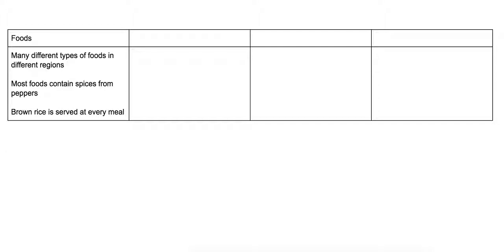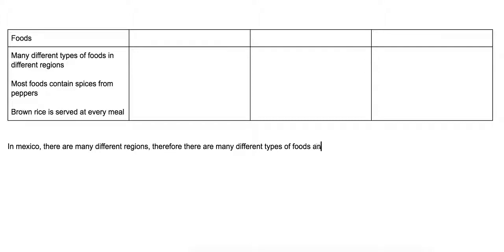But that topic sentence is going to have to do with the foods. So I'll say something along the lines of, in Mexico, there are many different regions. Therefore, there are many different types of foods and different spices that are used. So I brought my topic sentence, so I'm stating again where, and I should capitalize that, where I'm talking about, and then I'm going to tell you what I'm going to be talking about. So there are different regions, and therefore there are different foods and spices that are used.